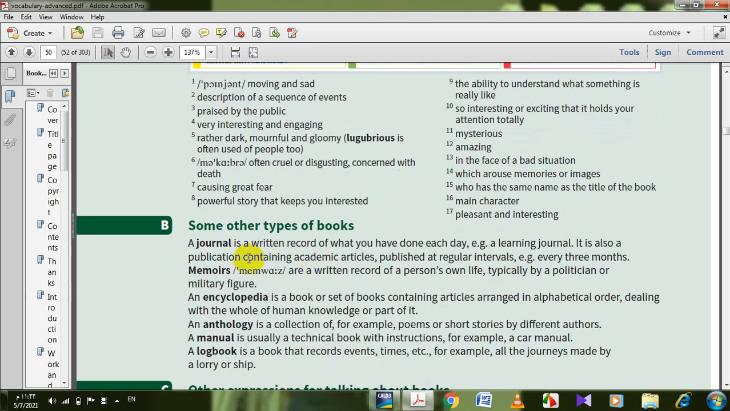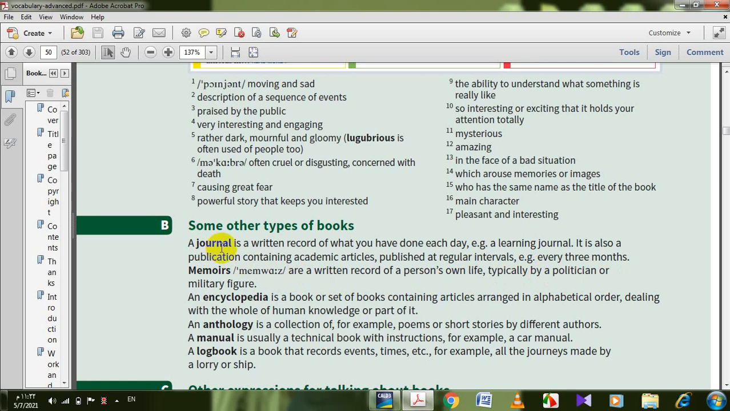We have a journal. A journal is a written record of what you have done each day. A learning journal, for example. It is also a publication containing academic articles published at regular intervals, e.g., every 3 months. So a journal, the first meaning we want is يوميات, دفتر اليومية. This is journal.